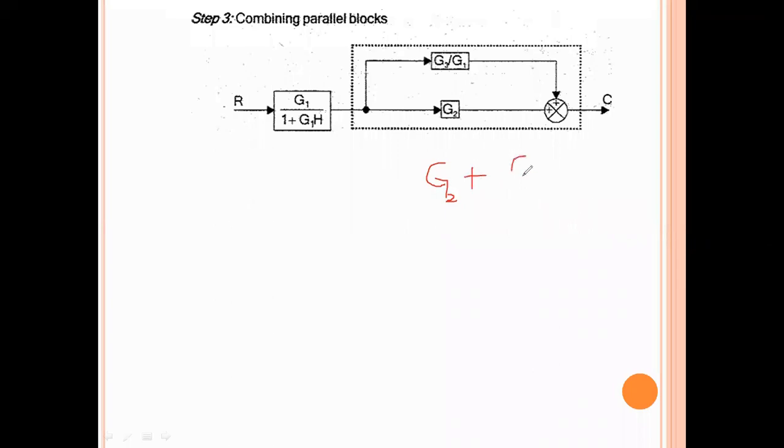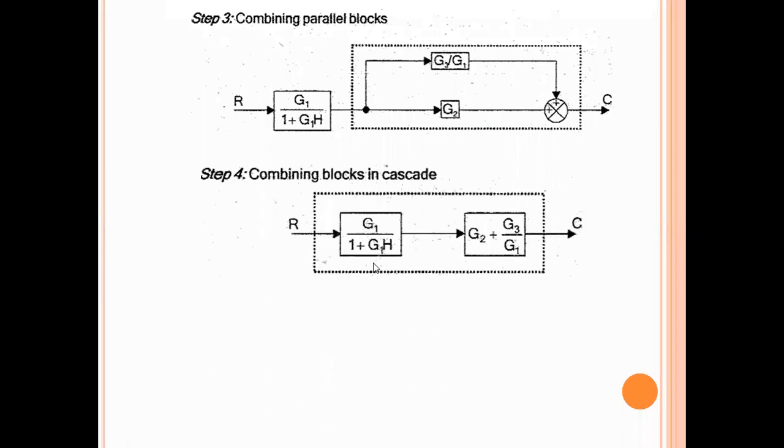So G2 plus G3 by G1. This block can be replaced here, which is our step 3. Okay, and you can see the resultant diagram. See, G2 plus G3 by G1, which is our resultant block. Now this entire block is simplified and reduced into a simple block, and the negative feedback block is here. So both are in series or in cascade.